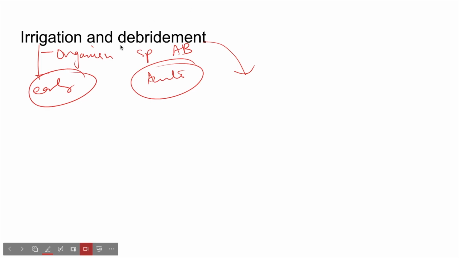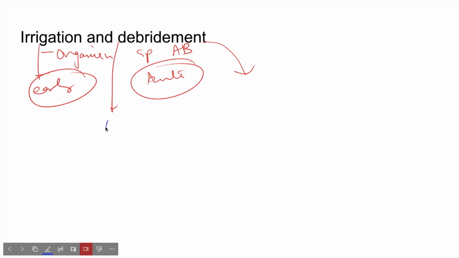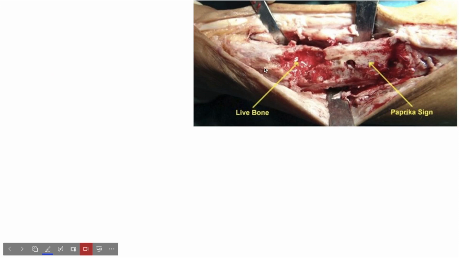So in irrigation and debridement, what you should do, it should be a radical debridement. All devitalized soft tissue must be excised. All sequestrum, involucrum must be removed, and we should look for the paprika sign, right? Until that time, you should remove all the devitalized bone and soft tissue. All essential and non-essential hardware should also be removed, right?